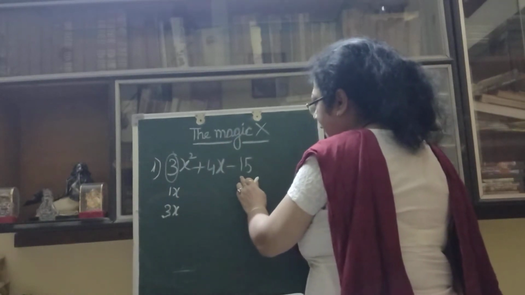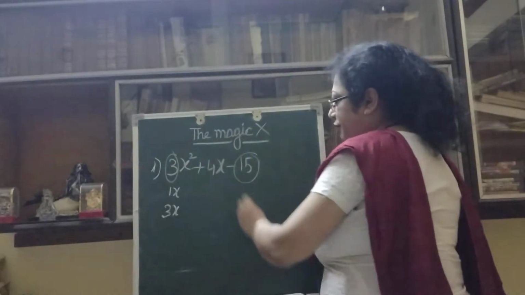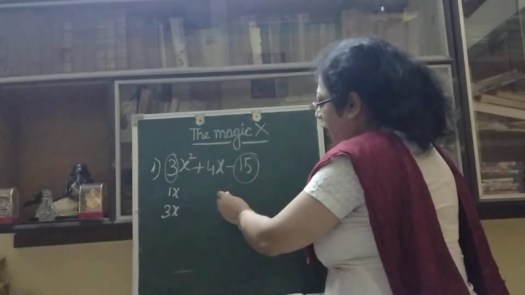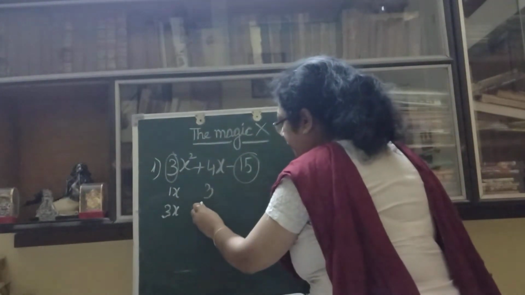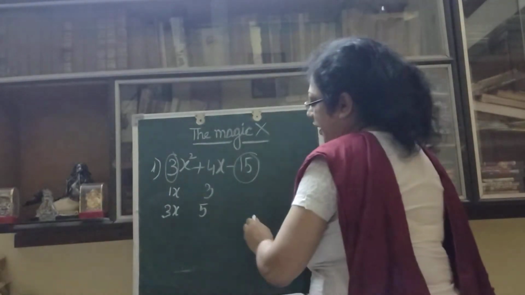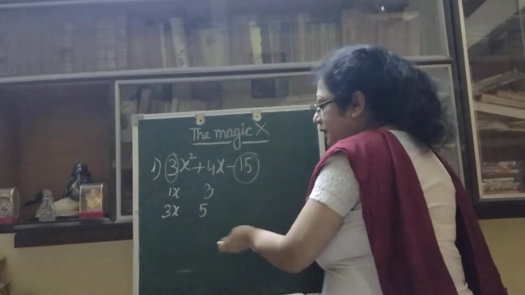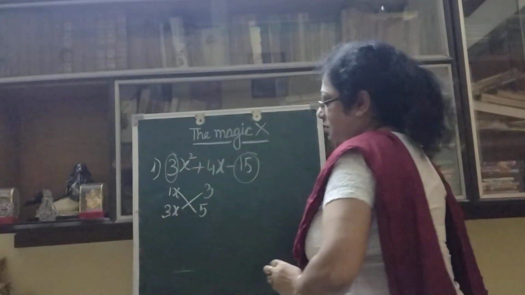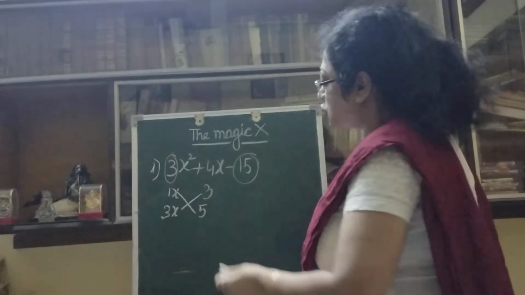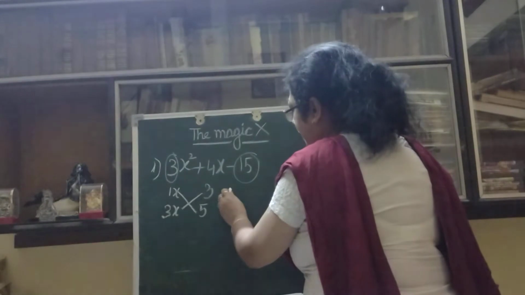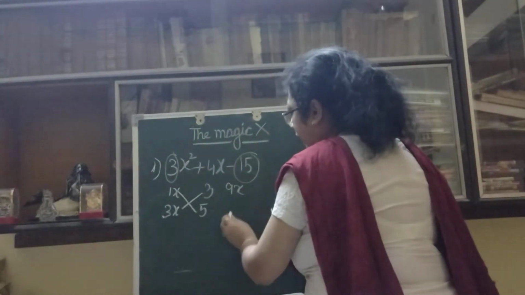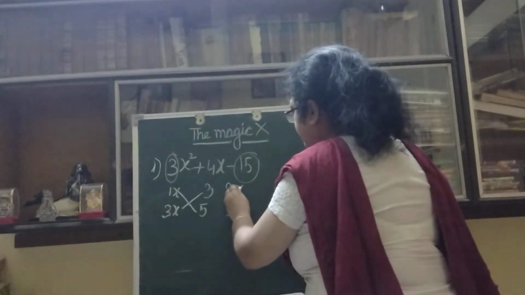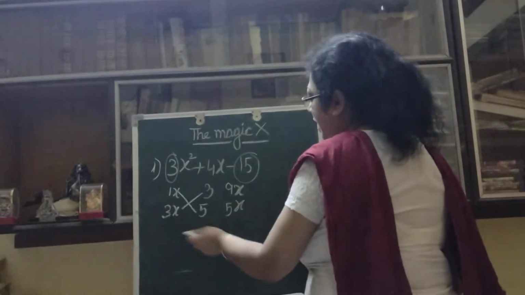Now we will see this 15. You see 15. Write down the factors of 15. We all know that 3 times 5 is 15. So first I will write the smaller one, then the bigger one. Okay. Now I will do the magic cross. So first you write that 3 times 3 is 9x and 5 times 1 is 5x. 9x and 5x with sign, plus sign.